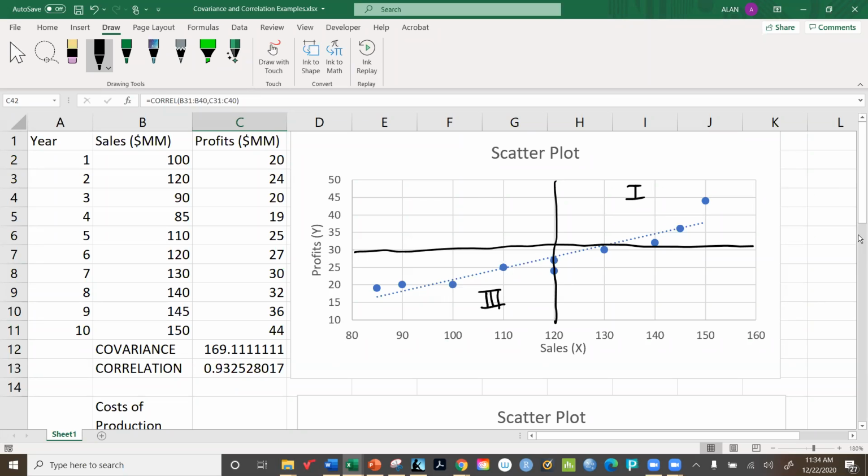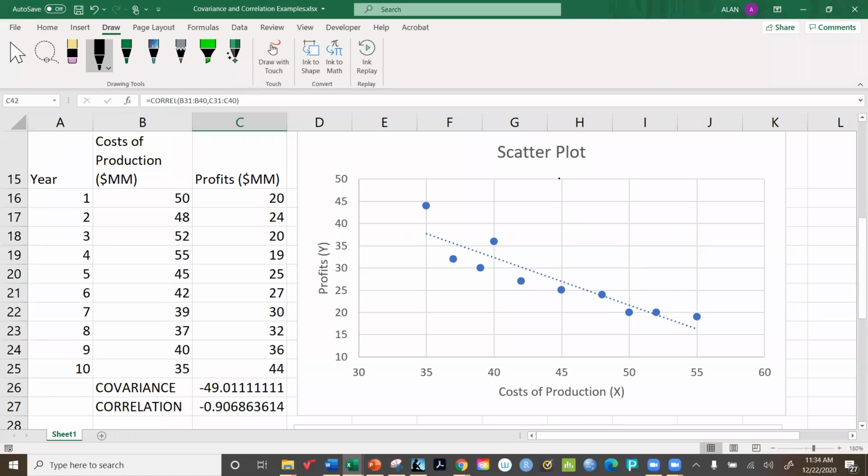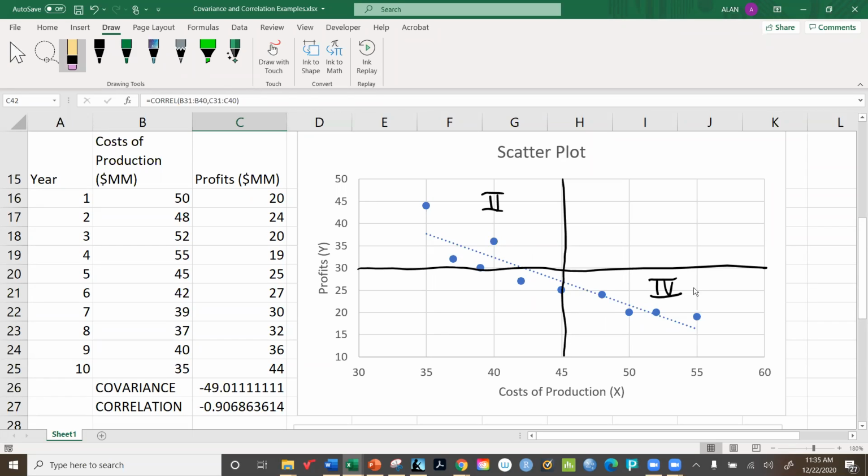Whereas with this one, it would be the other way around. In other words, if I drew these lines now, this is the second quadrant, and this is the fourth quadrant. In the second quadrant, Y is positive and X is negative. Down here in the fourth quadrant, it's the other way around. Okay, Y is negative and X is positive. So what that means is most of the points are in the second or the fourth quadrant, which means they tend to have the opposite sign, which means they tend to move in opposite directions.